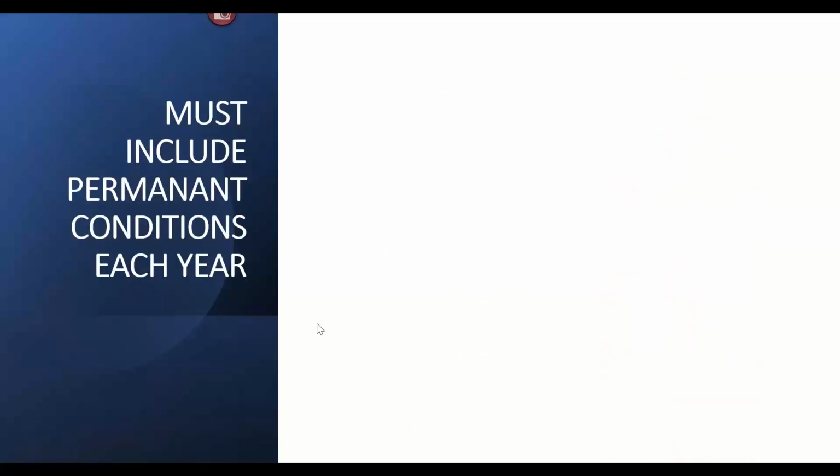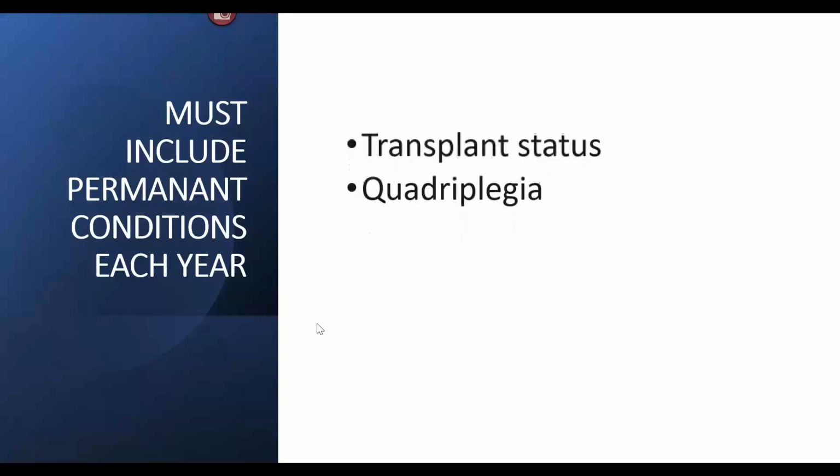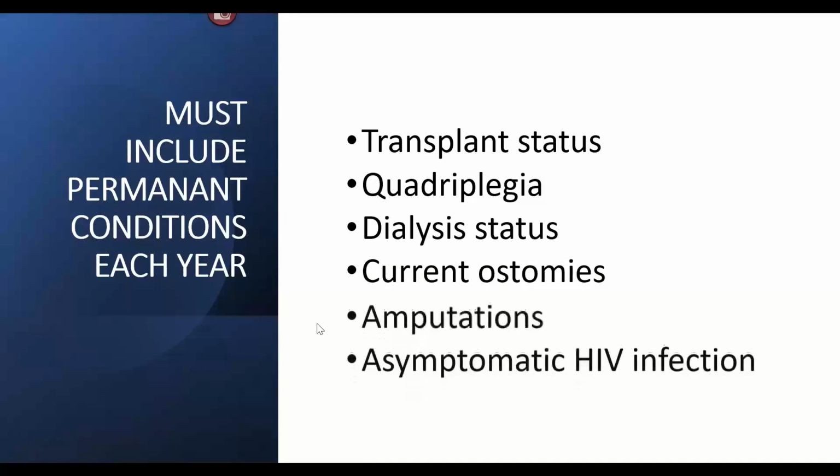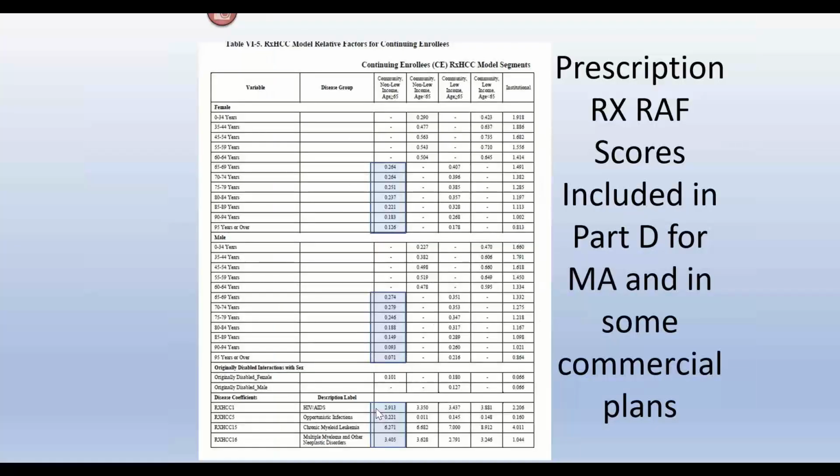You must include permanent conditions each year: transplant status, quadriplegia, dialysis, current ostomies, amputations, asymptomatic HIV infections. These things don't go away, but CMS, you have to code them each year, and HHS, you have to code them each year. Just a simple, I want to make sure, because I brought this up, there is a RX RAF.